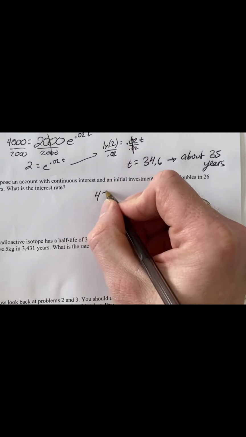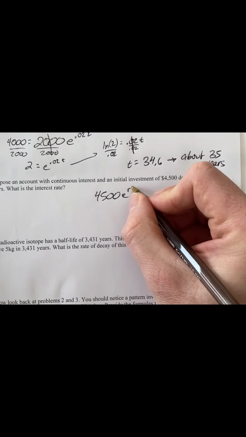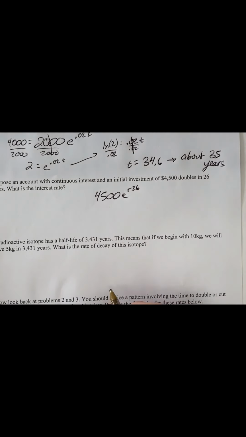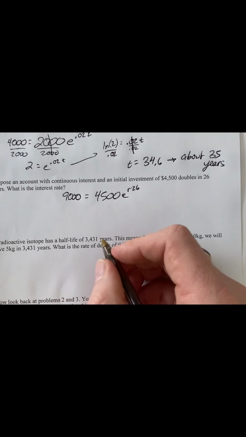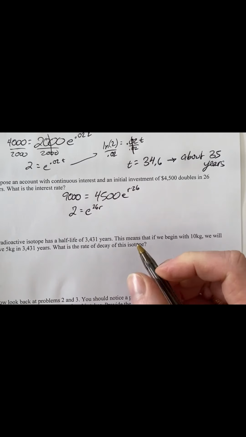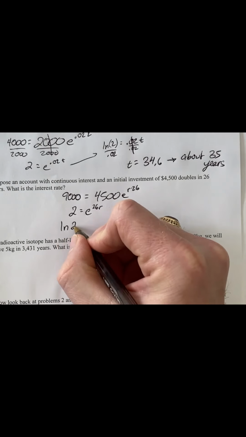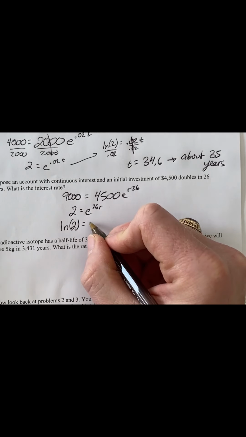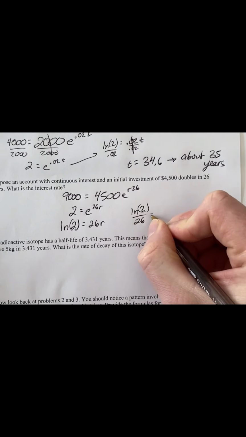Okay, next one, we have continuous interest. We have an initial investment of $4,500, and it's going to double in 26 years. So I don't know the rate, but I do know the time is 26 years. It's going to double, so it'll be worth $9,000 at that point. So again, if you divide by the 4,500, you'll get 2 equals e to the 26r. I'm just reversing those so it looks a little nicer. And we'll take log of both sides. So log of e makes that go away. So log of 2 divided by 26 is your rate.